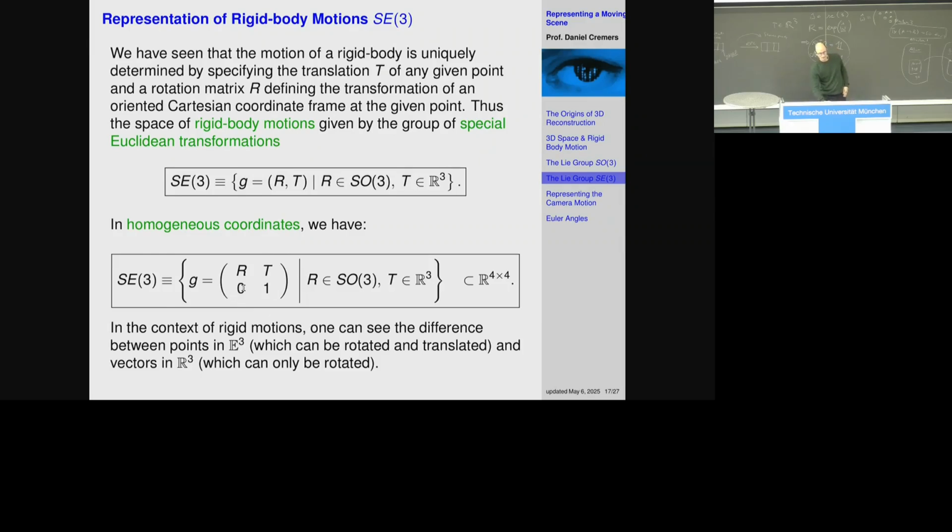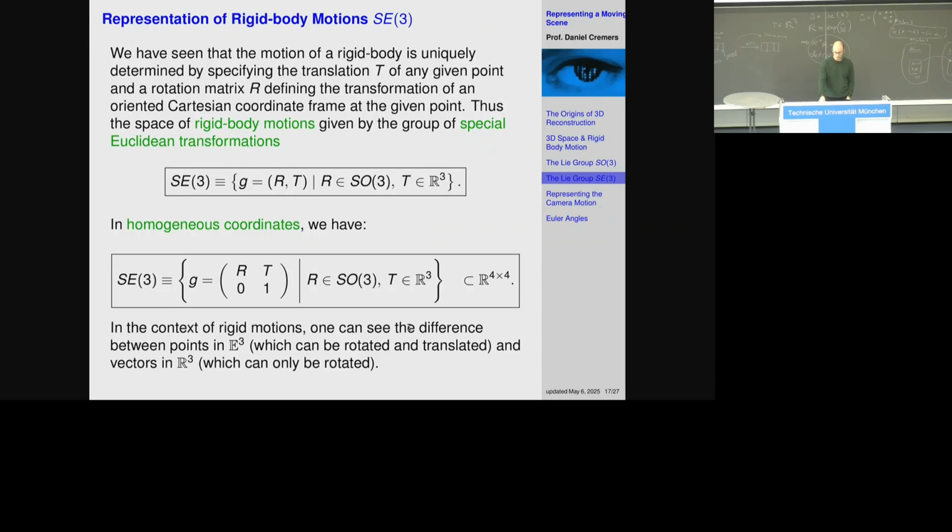When I say 0, 1, notationally, this is actually 3 zeros, obviously, right? So you have to be a little bit careful. This is not 1, 0, but since this is a 3x3 matrix, we have a row of 3 zeros here. So this is a 4x4 matrix representation of elements in SE3. And this forms a Lie group, a 6-dimensional Lie group.